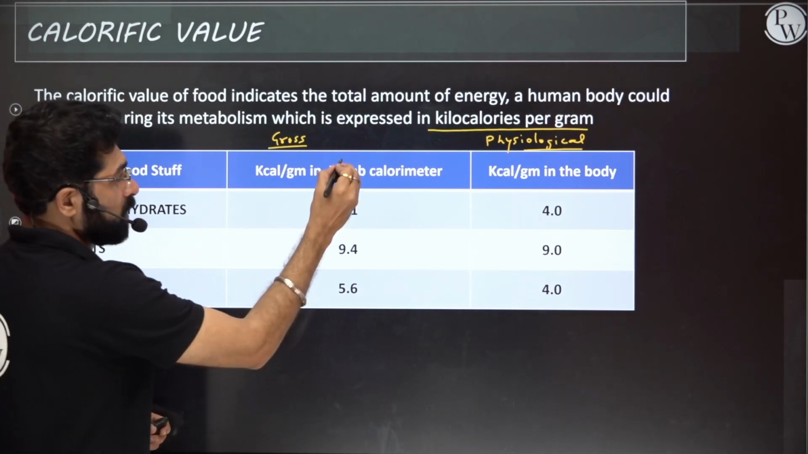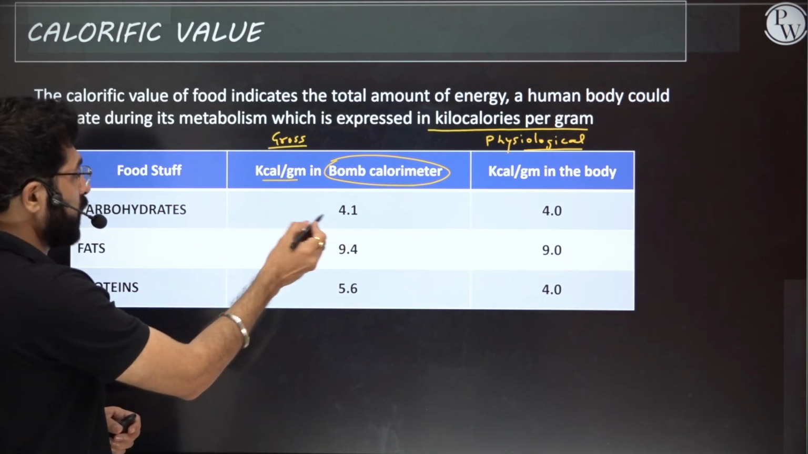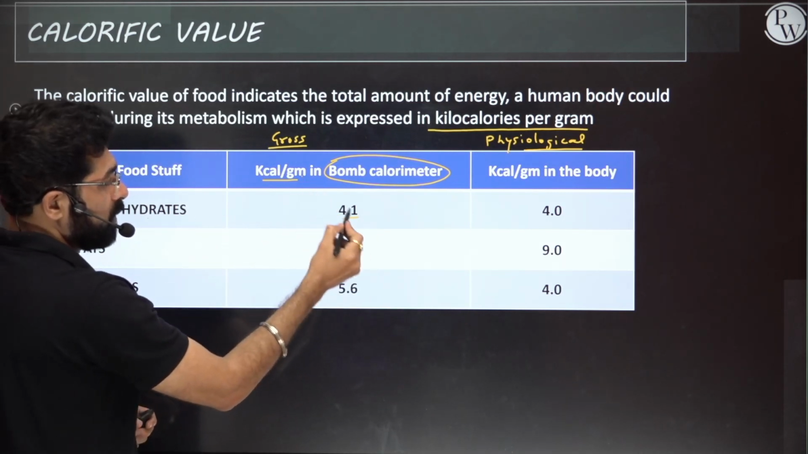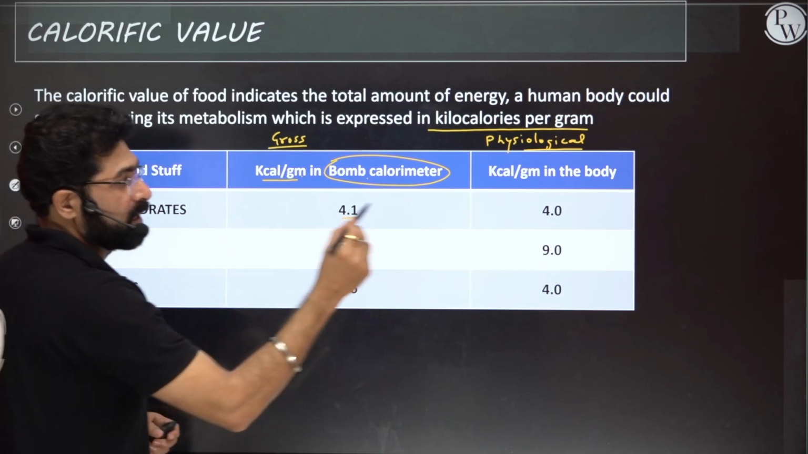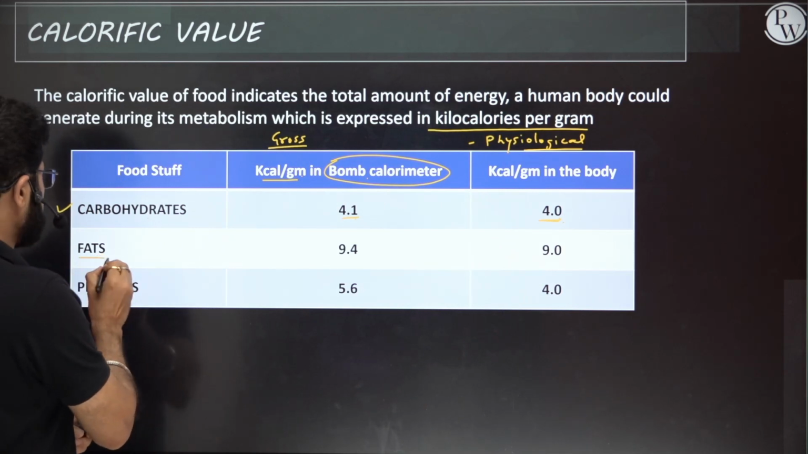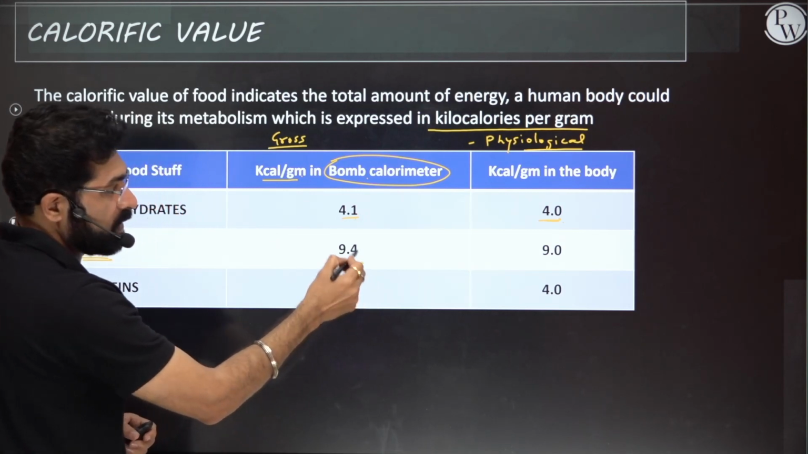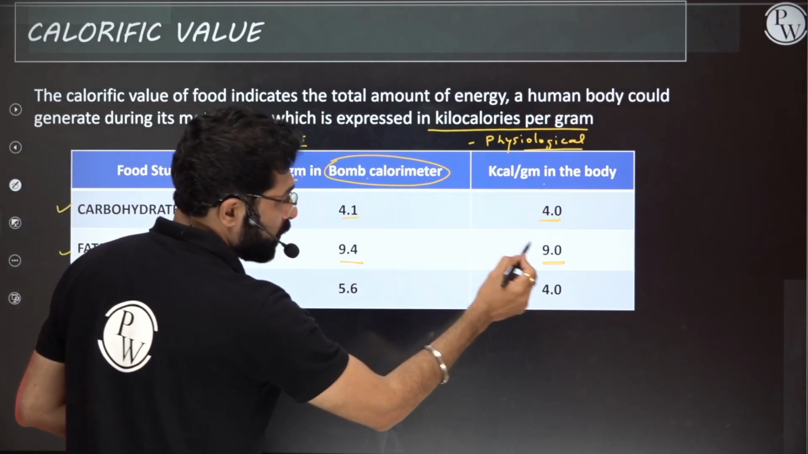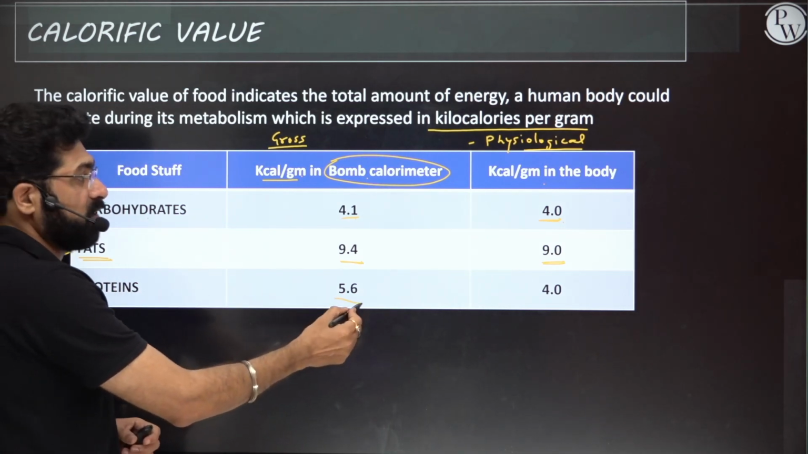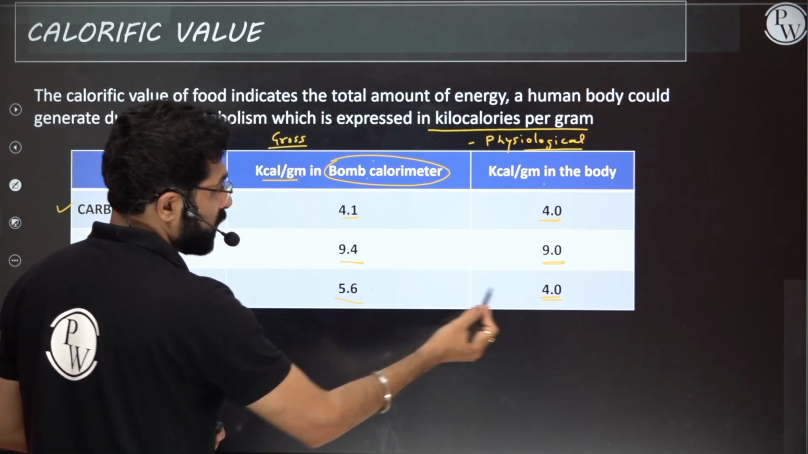In the laboratory, you use an instrument called a bomb calorimeter, and you calculate how much energy you are getting. You see, 1 gram of carbohydrate will produce 4.1 kilocalorie in the bomb calorimeter, whereas in your body, it will produce 4.0 kilocalorie. Fats in the bomb calorimeter experiment will produce 9.4 kilocalorie, but in the human body, it will produce 9.0 kilocalorie. Whereas proteins will produce 5.65 in the bomb calorimeter, and in the human body, it will produce 4. So there's a major difference in proteins, you can see.